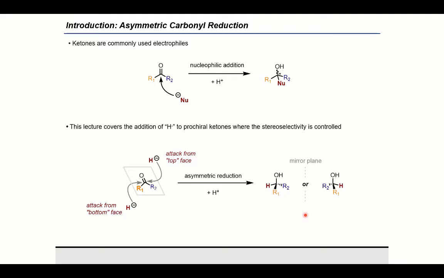This lecture relates to the stereo-controlled addition of H- or hydride as a nucleophile to prochiral ketones, with a special focus on catalytic systems. As shown here, the addition of H- to either the top or bottom face of a prochiral ketone will give one of two products, which will be the mirror images of each other. Note that since H- is the nucleophile here, we can refer to this reaction either as a nucleophilic addition or a reduction reaction. Both are accurate descriptors, but reduction is probably the more commonly used one.